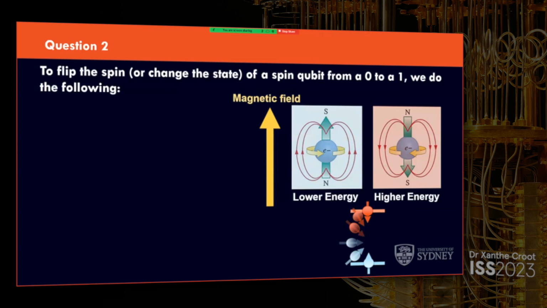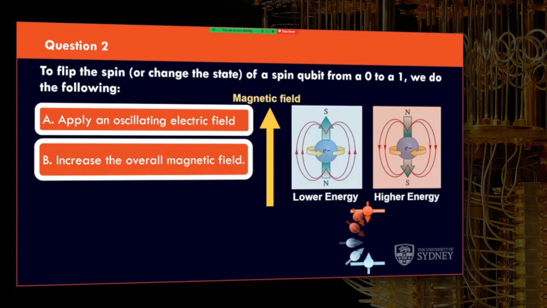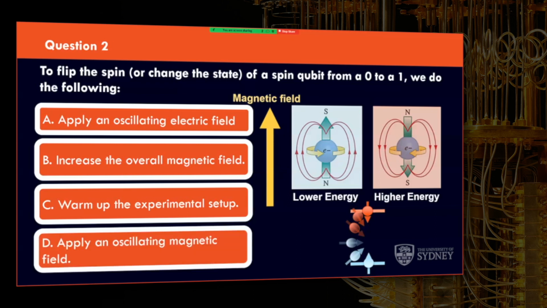So to flip the state of a spin from a 0 to a 1, we do the following. A, apply an oscillating electric field. B, increase the overall magnetic field. C, warm up the experimental setup. Or D, apply an oscillating magnetic field.